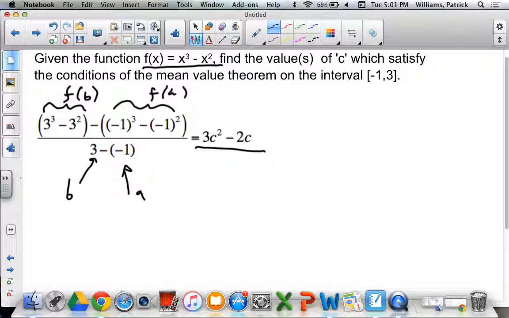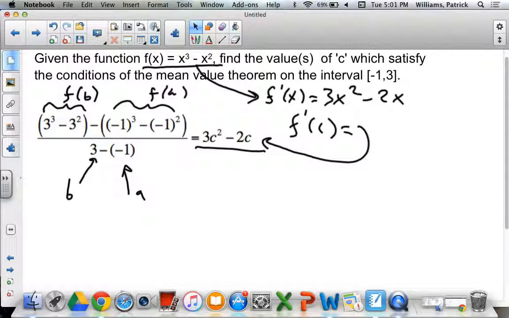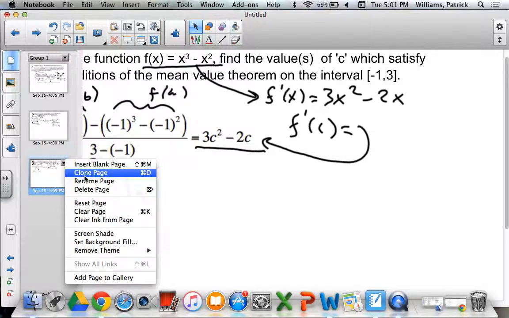Now this right here is the derivative. So if f of x was x cubed minus x squared, f prime of x would be 3x squared minus 2x, and f prime of c would be this thing right here. I'm just plugging in c's for x, okay? So is that all good? If you didn't get to this part or you didn't get this right, again, pause the video and try it again. Let me clear the ink right here.